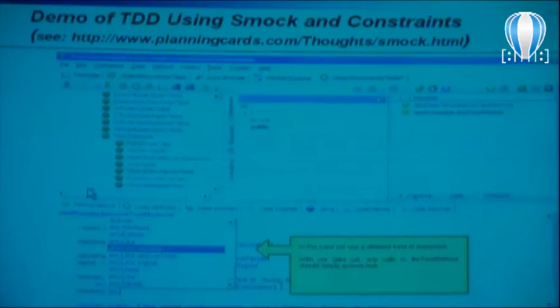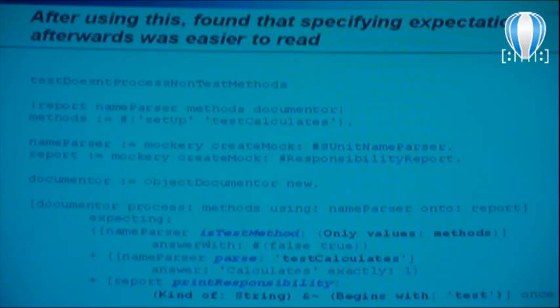So if I could just go back to my slides here. The other thing that I noticed was, after I wrote a bunch of these tests, it was kind of awkward having all these expectations at the beginning, and I thought it was much more readable to move them down to the bottom. So you can see here I said documenter process using onto. That was the main core method that I was calling, and then I set my expectations afterwards. So I said expecting, and then I just did a bunch of blocks. And that was really easy to do.